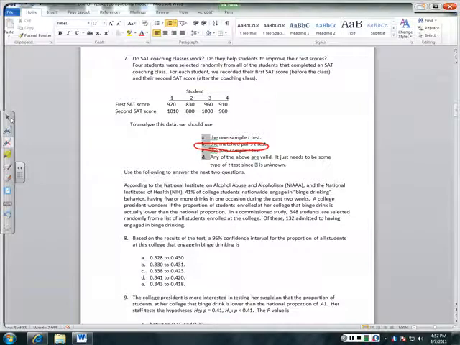And then in 8, so we want to know if, well, actually this is going to be more appropriate in the second part for number 9. We want to know if the proportion is lower than the national average. So H_A is going to be p less than that national average of 0.41.